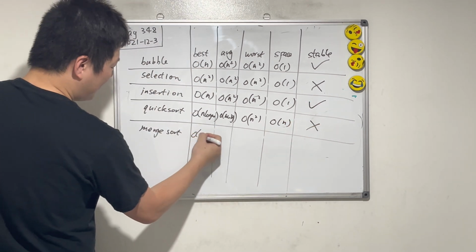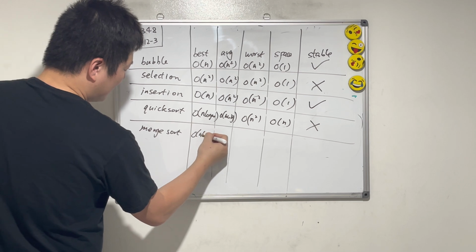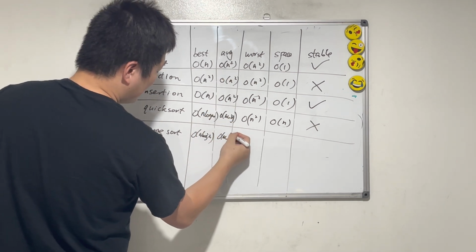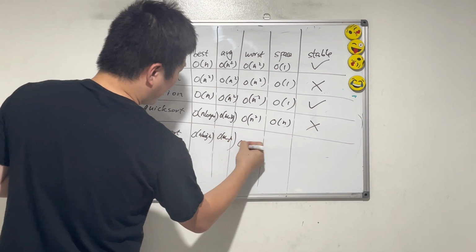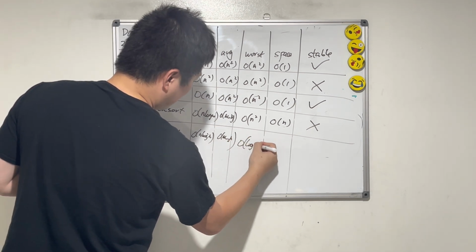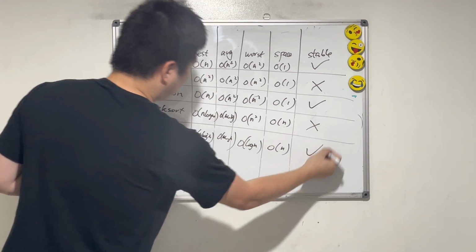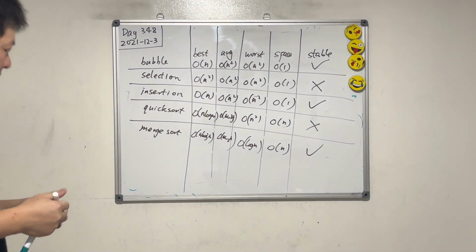Merge sort, best case O(n log n). Average, O(n log n). Worst case, O(n log n). Space, O(n), worst case. Is it stable? Yes. Okay, so let's see.